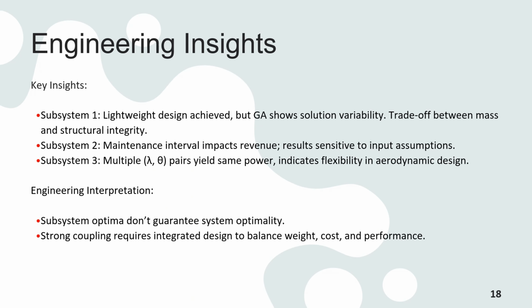Engineering insights. From our engineering analysis, we drew several key insights from each subsystem. For subsystem 1, although the blade mass was minimized, the genetic algorithm showed some variability in the solution, pointing to a trade-off between achieving low mass and maintaining structural integrity. In subsystem 2, we found that maintenance intervals significantly influence revenue, and the results are highly sensitive to input assumptions. In subsystem 3, multiple combinations of tip speed ratio and blade pitch could yield similar power outputs. This indicates flexibility in aerodynamic design, but also suggests a need for smart selection based on system-level goals.